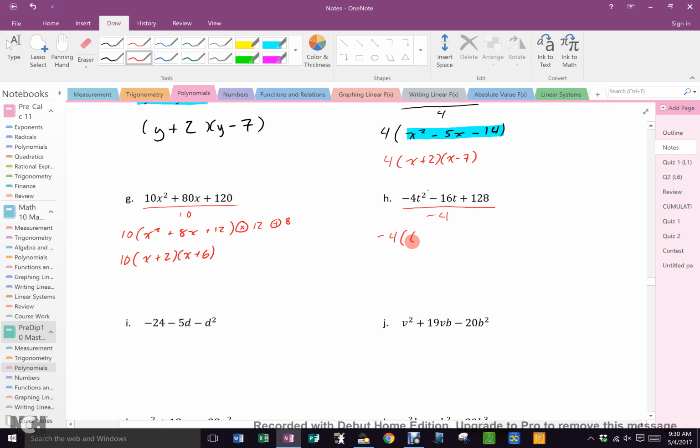And now what do I get? Positive t squared, what happens here? Plus 4t, and what happens here? Minus 32. And now, if that factors, there's two numbers that'll multiply to negative 32 and add to 4. What are they? Plus 8 and minus 4.